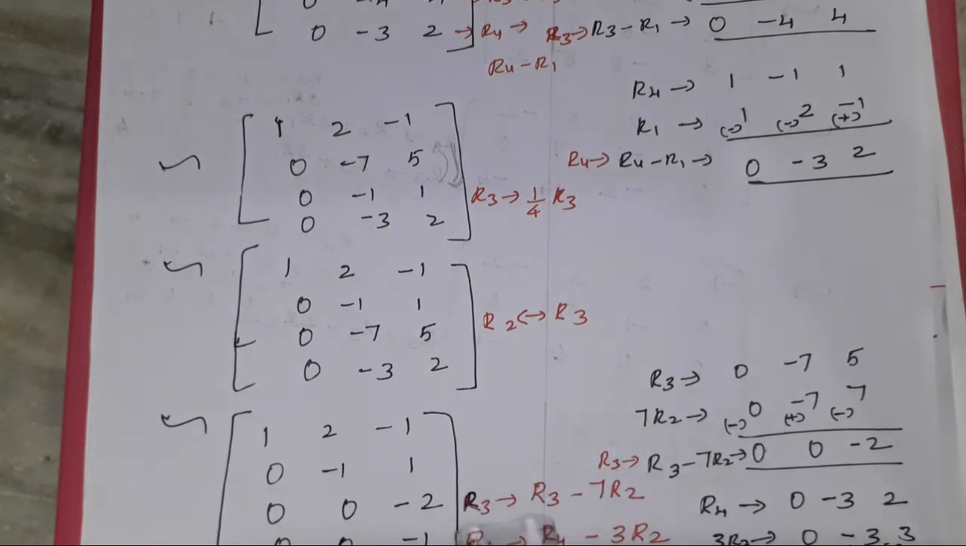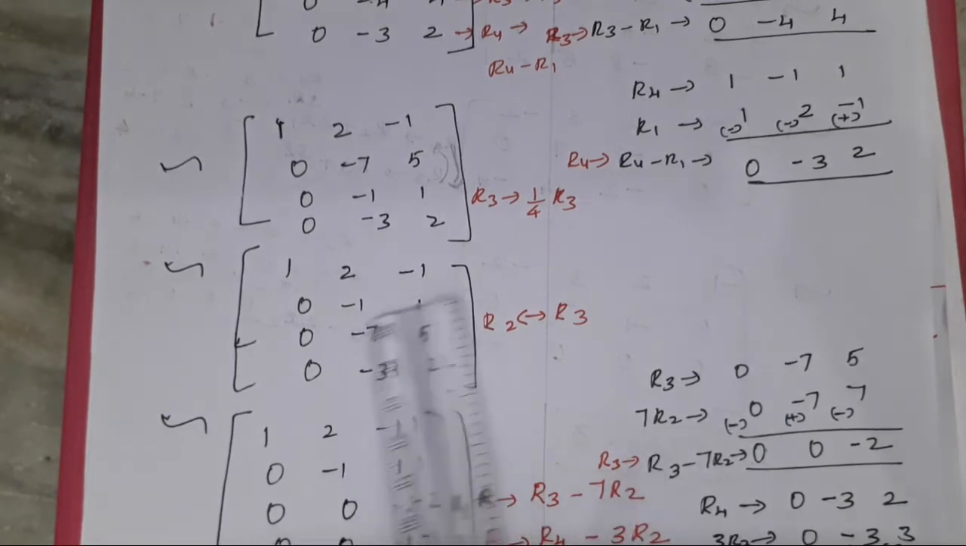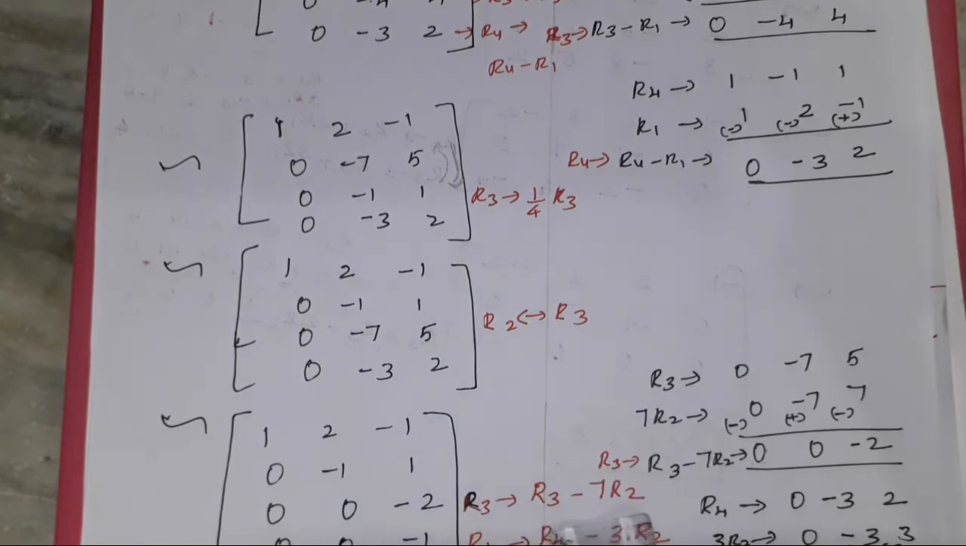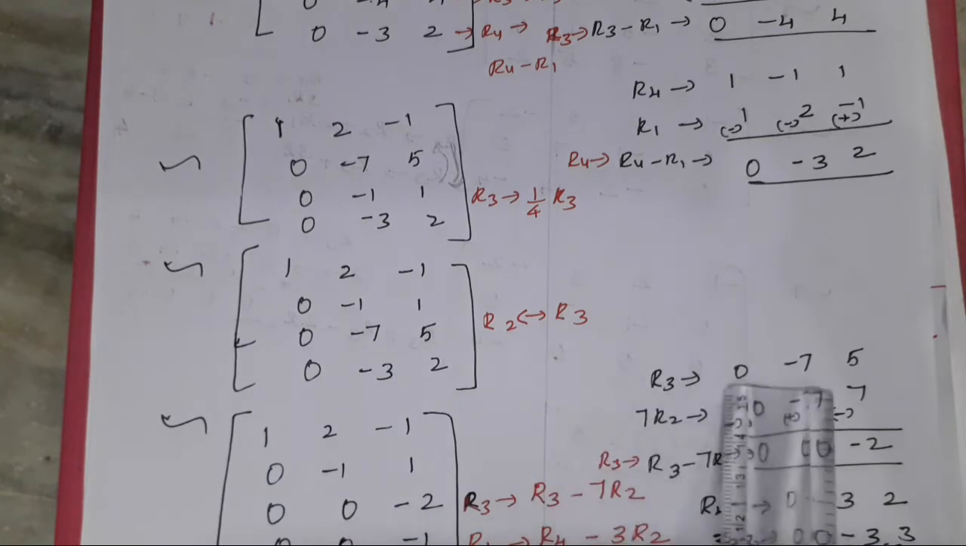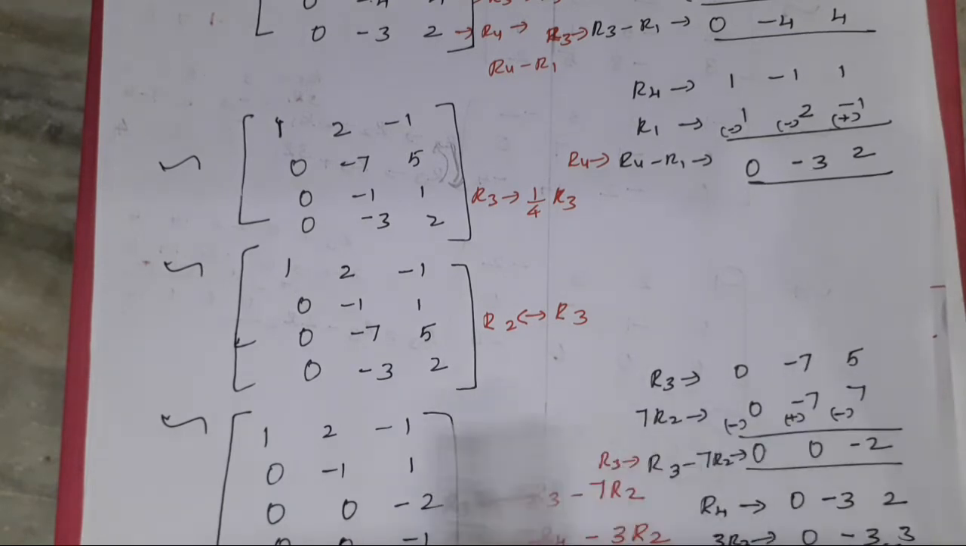What is it? I write it here. R3 gives R3 minus 7 R2. How will it come 0, 0 here? So how will 7 become 0? It means R3 gives R3 minus 7 R2. What is our R3? 0 minus 7, 5. Next is 7 R2.